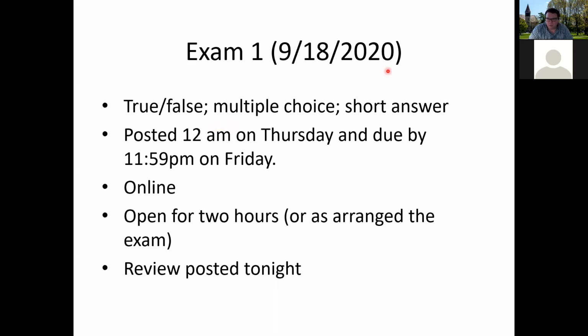Just in case anyone's concerned about the timing or the date, just remember I'm set to post the exam already at midnight on Thursday, and you'll have a full 48-hour window in which to complete the exam, up until the end of the day on Friday. Probably I'll make it just a little bit later, just to make sure everyone has an ease of use in the first time through doing this in this course.